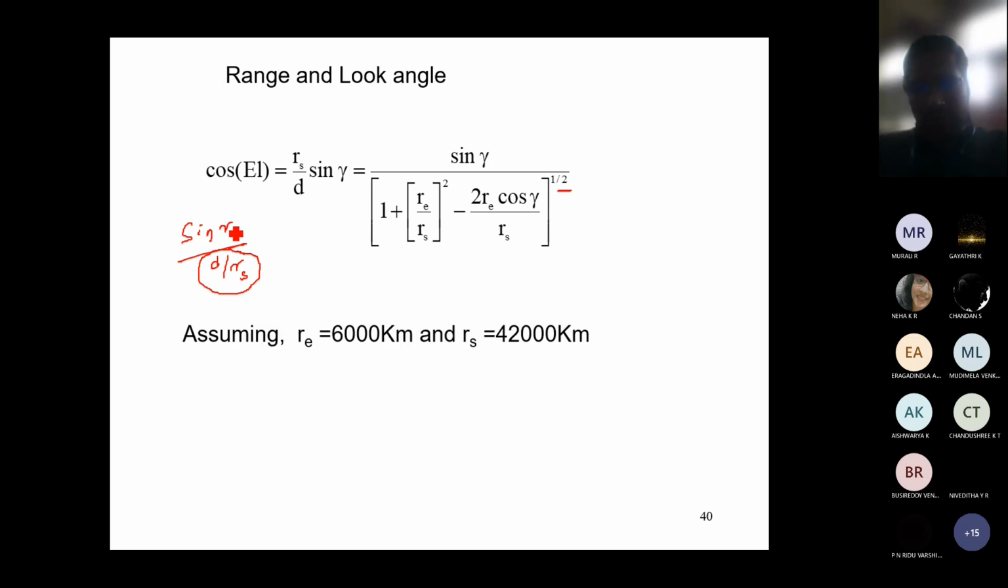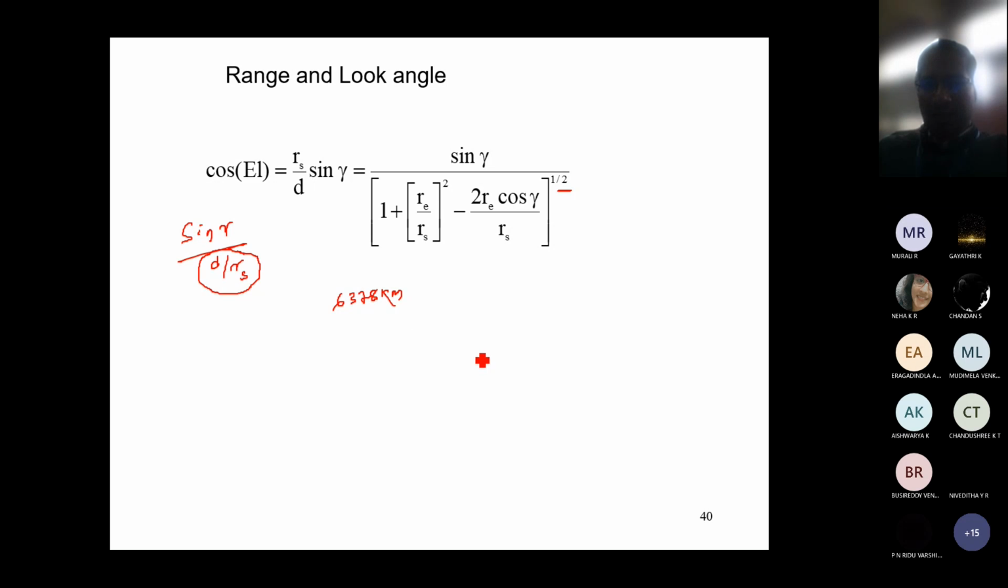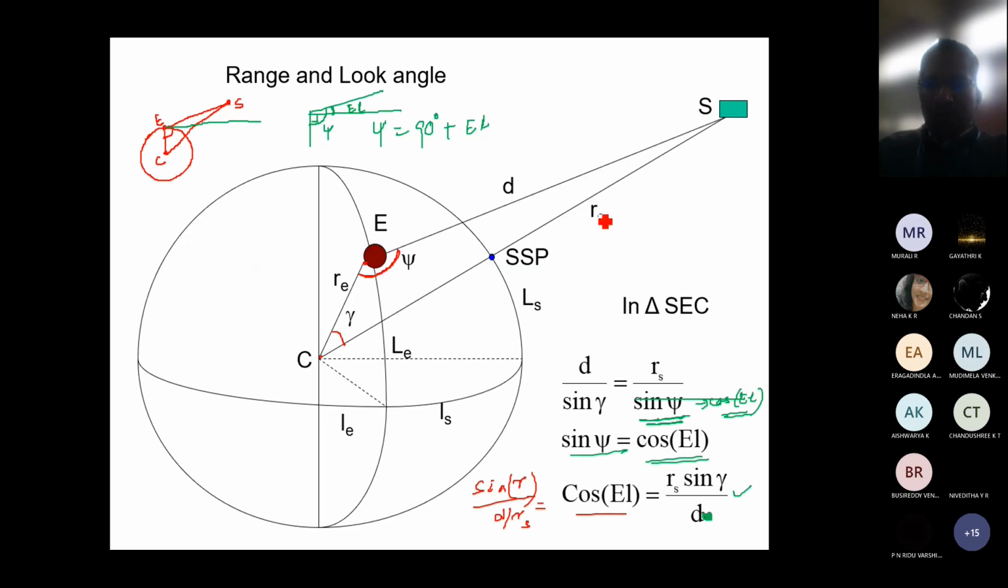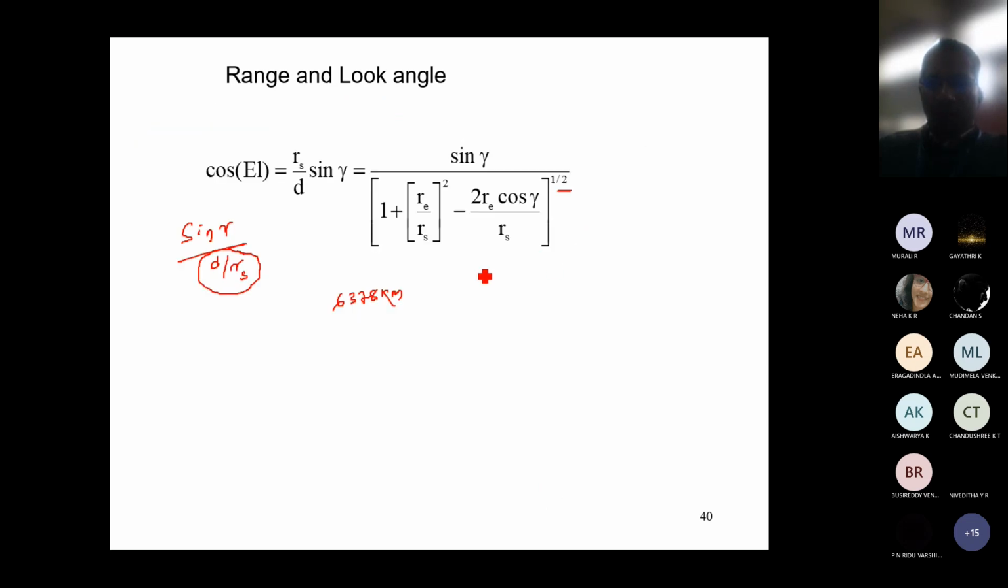Now let us take some assumption, that is assume that the radius of the earth is 6,000 kilometer, because the exact value is 6378. 6378 kilometer is the exact value of earth radius. And Rs is what? Orbital height. I told you this is Rs. Rs means from this point to the satellite point. Okay, so that is equal to 42,000 kilometer around, or it is 41,000 something.